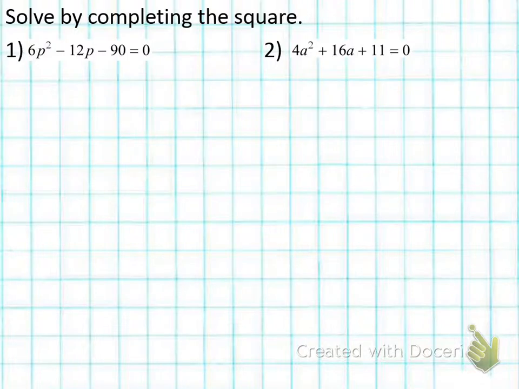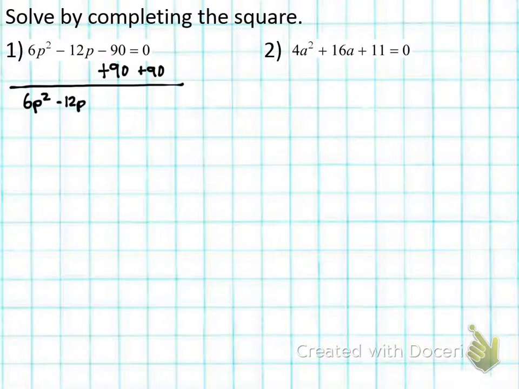Number 1, solve by completing the square. We have 6p squared minus 12p minus 90 is equal to 0. Just like before, we need to move c over. C is negative 90, so we do the opposite of minus c. We're going to add c to both sides. When we do that, we have 6p squared minus 12p is equal to 90.